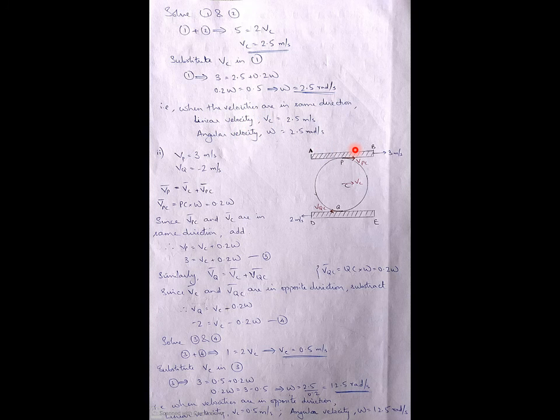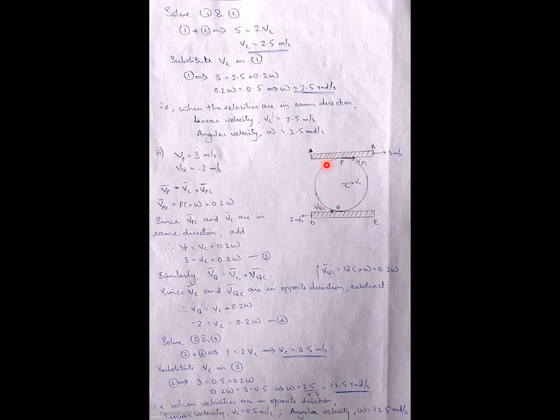Now the second part is if this 3 meter per second and 2 meter per second are in the opposite direction. So assume that 3 is towards right and 2 is towards left. So in one direction it will be taken as positive, and in the other direction it is taken as negative. Let the right direction be taken as positive, and the left direction as negative. So Vp equal to 3 meter per second and Vq equal to minus 2 meter per second.